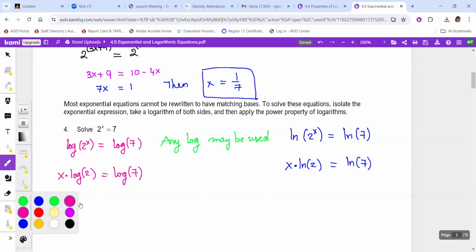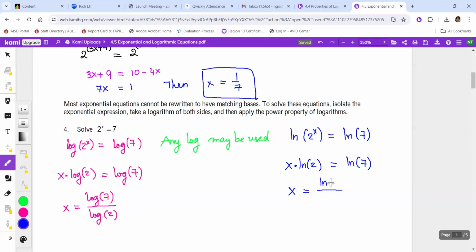All right. And then lastly, again, we isolate x, so we divide both sides by log base 10 of 2. So we do log base 10 of 7 divided by log base 10 of 2. Now, can you put it in the calculator for us? And while you're doing this, I'm going to take care of the natural log. The answer has to be the same. So natural log of 7 divided by natural log of 2.